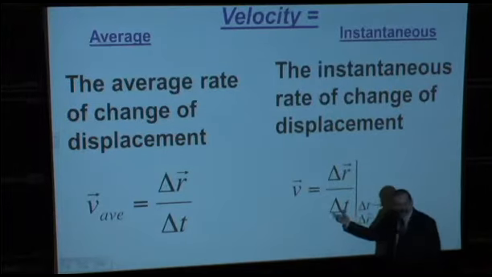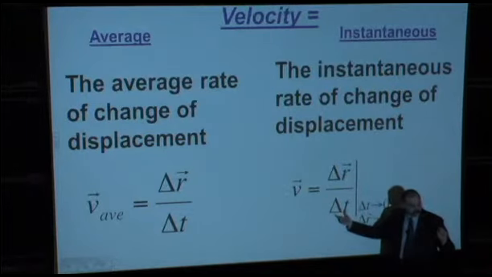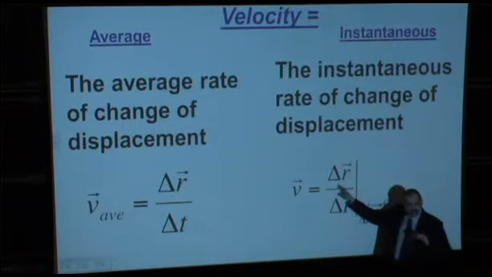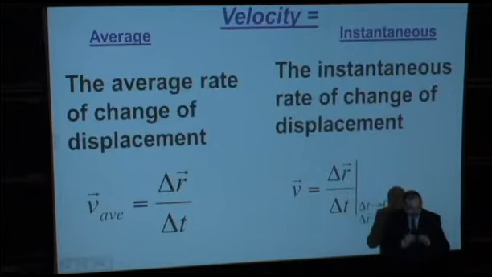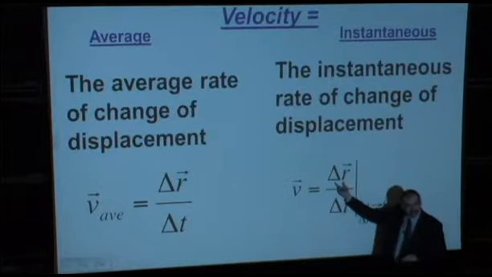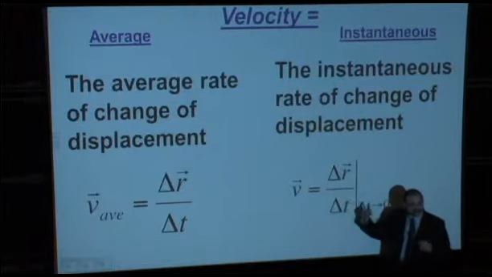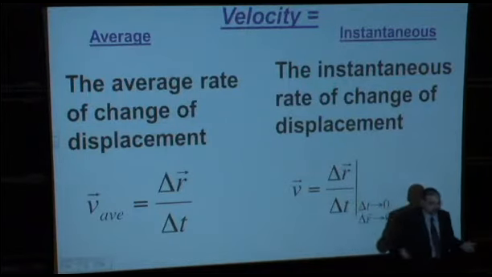So if I'm here right now and I'm moving, in a fraction of a second I've slightly moved. So if I take a very, very small time interval, my two consecutive positions will be very, very close to each other. And if I take that very, very tiny displacement and divide by a very, very tiny time, that's what we call instantaneous velocity. That's it.